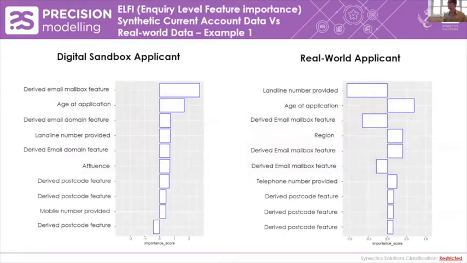We've got a couple of examples as well. So on the left-hand side, we have a medium risk referral that we've taken from the Digital Sandbox. On the right-hand side, we have a real-world applicant. We can see there's a strong correlation that the email mailbox feature and age of application are all having a large importance factor on the score.